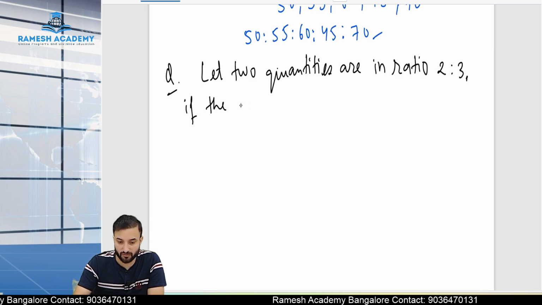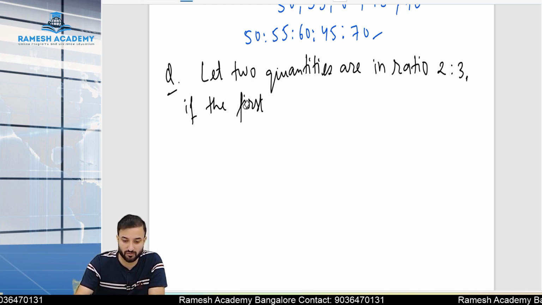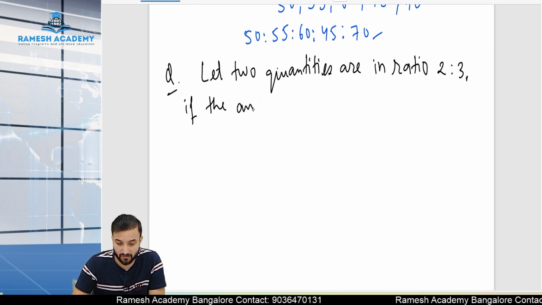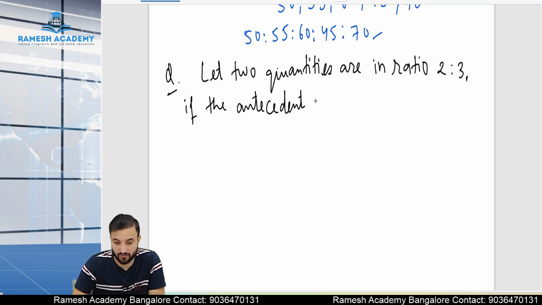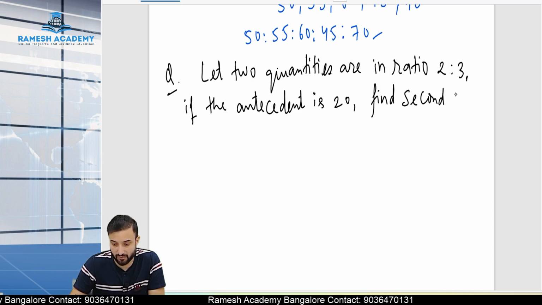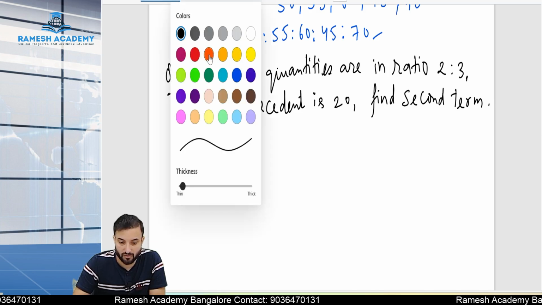If the first quantity, or they can say if the first term, or they say, we'll use this word, if the antecedent is 20, find the second term. Suppose this is the question. Okay, so this is the question.